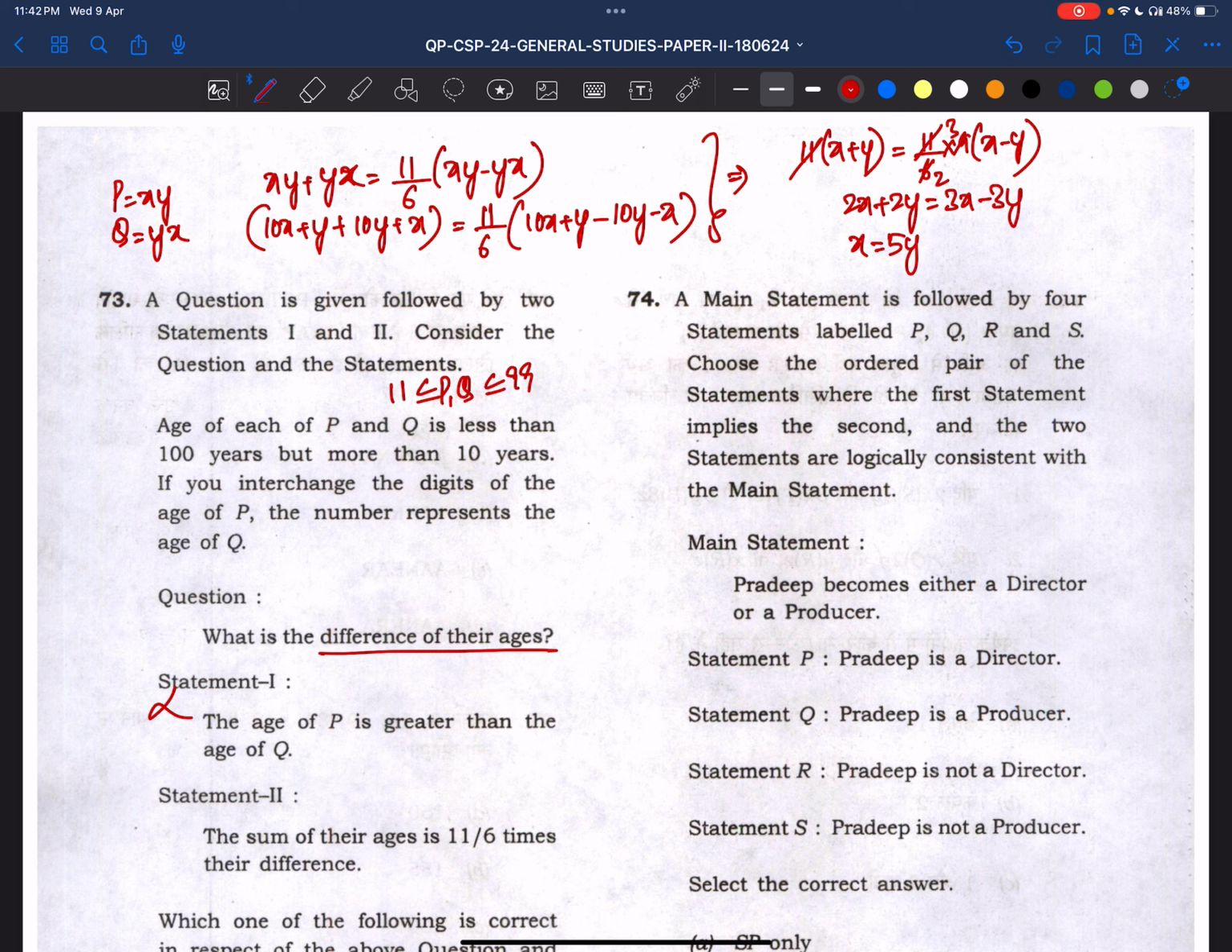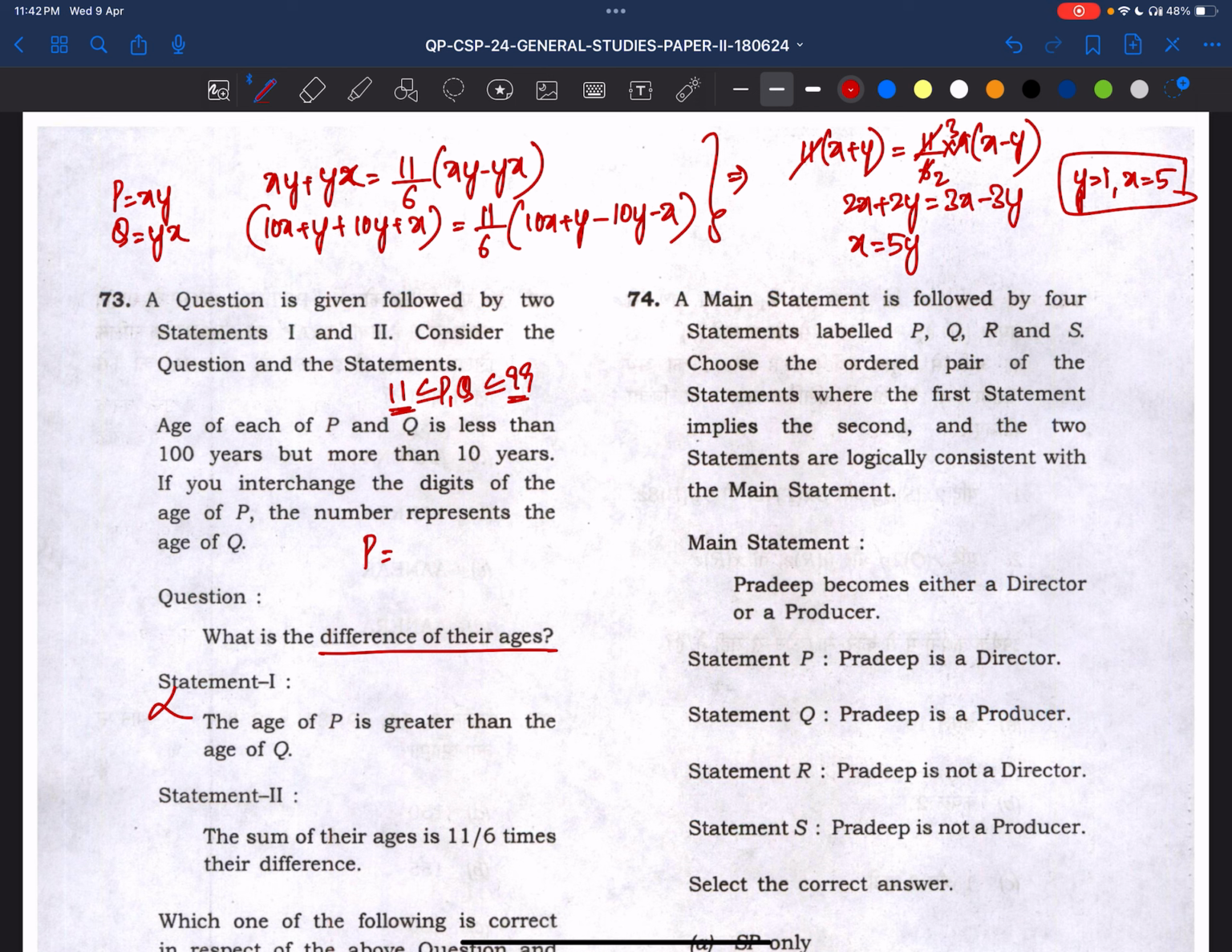Right? X and y are what? X can take values from 1 to 9. So, if y is equal to 1, x will be 5. Y is equal to 2, x should be 10. But no, x and y can take values between 1 to 9 only. That means we are getting only this set of values.